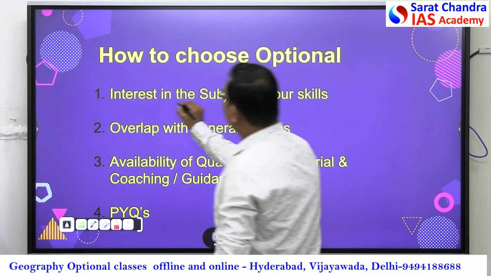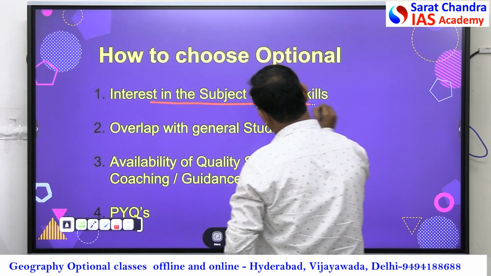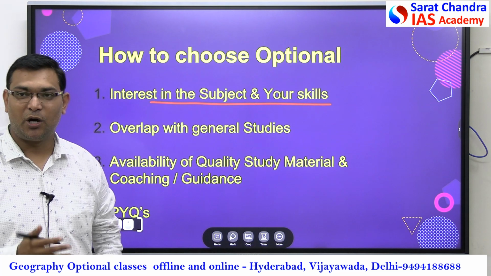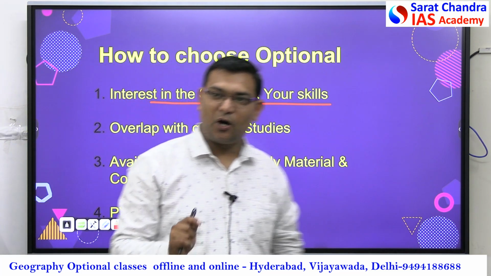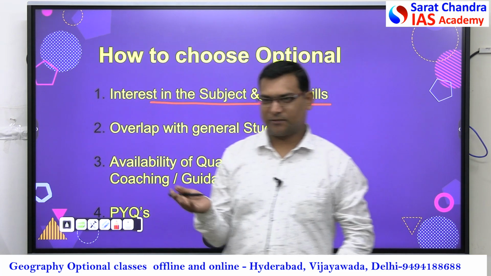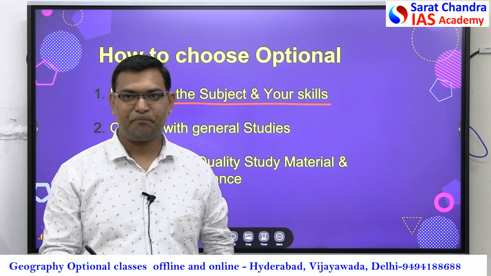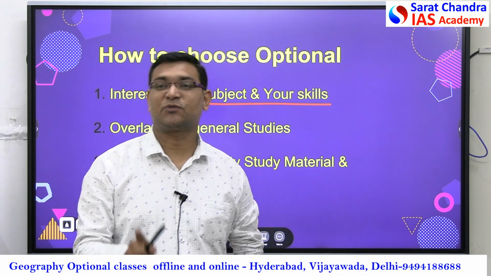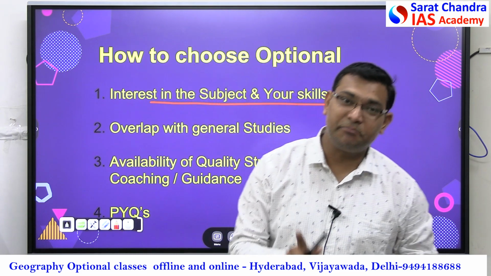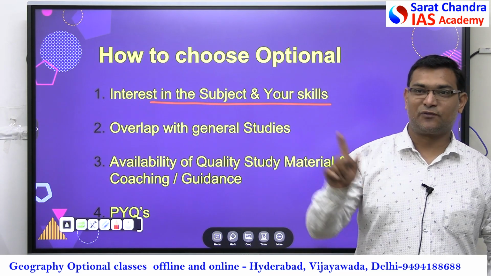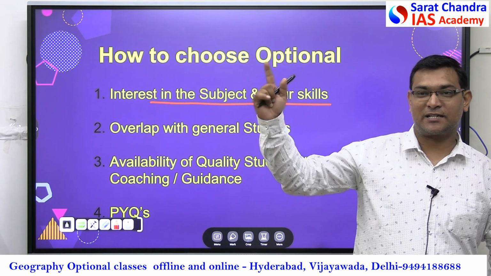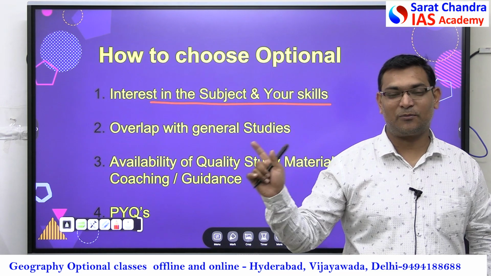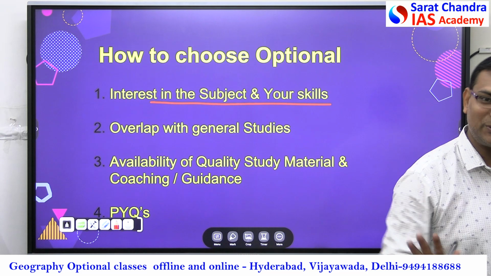Generally, it is with the interest of the subject and your skills. For example, many of them might have a background of MSc Geography or MA Political Science. Based on the background, they might have got interest also. So based on the interest, the subject is selected. Not merely because the first rank got anthropology, sir, so I will select anthropology. Or the first rank is geography, so I will select geography. Or, sir, my favorite 10th ranker's optional was geography, so I selected geography. No, not like that.